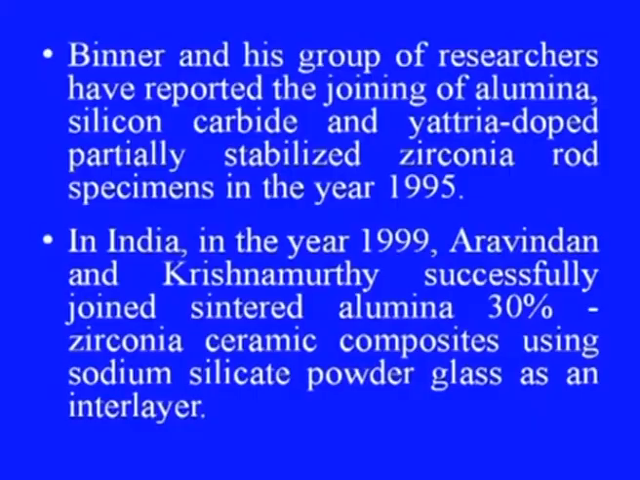Then Meek and Black also reported joining of alumina and alumina ceramics using commercial scaling sealing glass in between the two materials, that is also called the interlayer, and they reported it in the year 2001. Then Binner and his group of researchers reported the joining of alumina, silicon carbide and yttria doped partially stabilized zirconia rod in the year 1995.